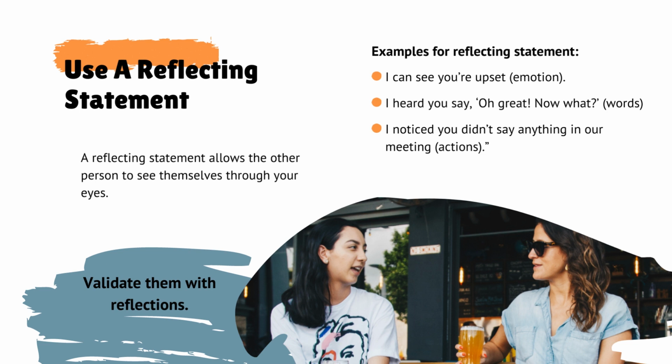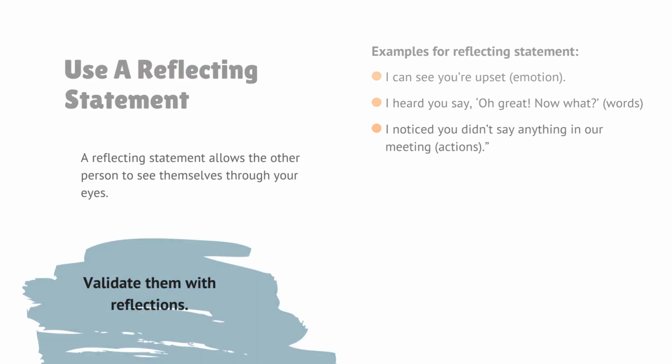A few examples are: I can see you are upset, emotion. I heard you say, "Oh, great. Now what?" Words. Or I noticed you didn't say anything in our meeting. Actions. Validate them with reflections.